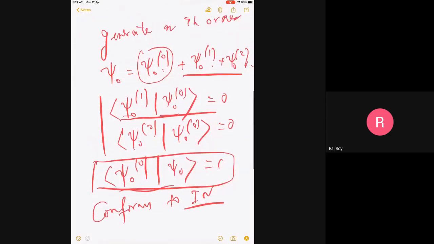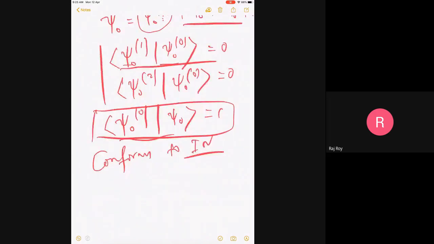So no correction I'm going to apply here. And that is something I have to remember, which will have an overlap with psi 0, 0. Then this is my choice, and that will conform to intermediate normalization. So that is what we will remember when we start correcting.